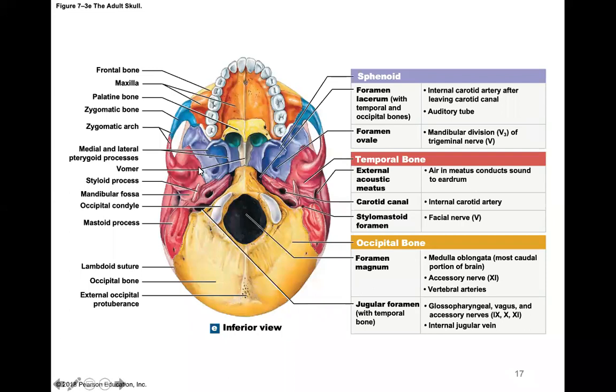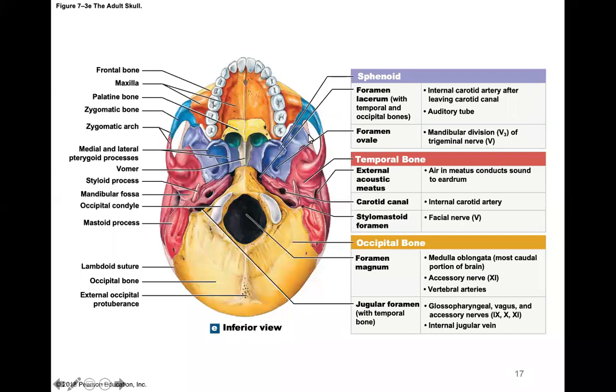If we take our skull and flip it upside down, so we're looking at an inferior view, here you can see the base of the skull. This is the occipital bone right here. But the other thing I want to point out here, here's your maxilla. So this is your upper jaw. The lower jaw has been removed. But looking at the maxilla right here, you can see that it is 2 bones that are fused together. Same thing with the palatine bone. You can see 2 bones fused together right here.